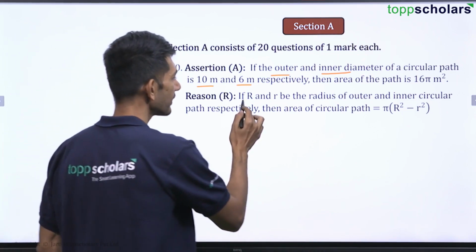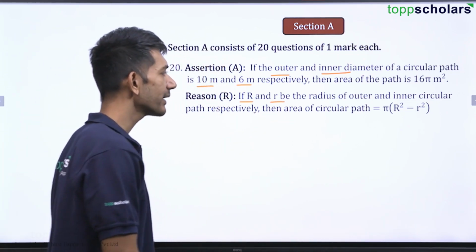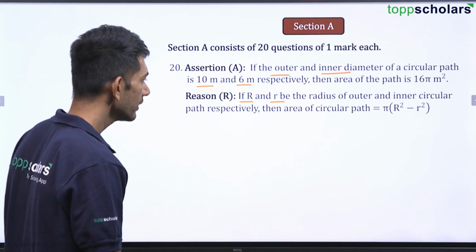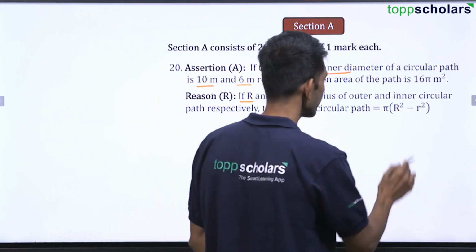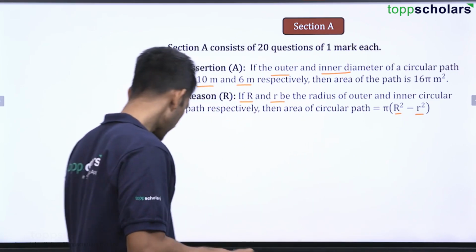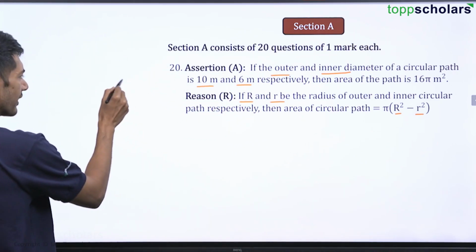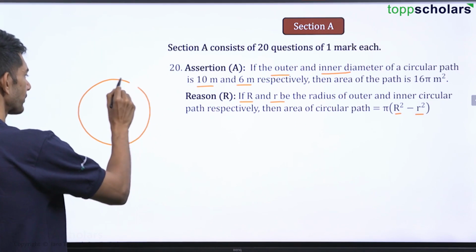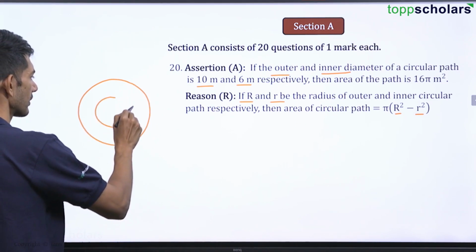And the question says if R and r be the radius of the outer and inner circular path respectively, then the area of the circular path is pi (R square minus r square). Okay, see how does the figure look like? The figure looks like this. Correct.